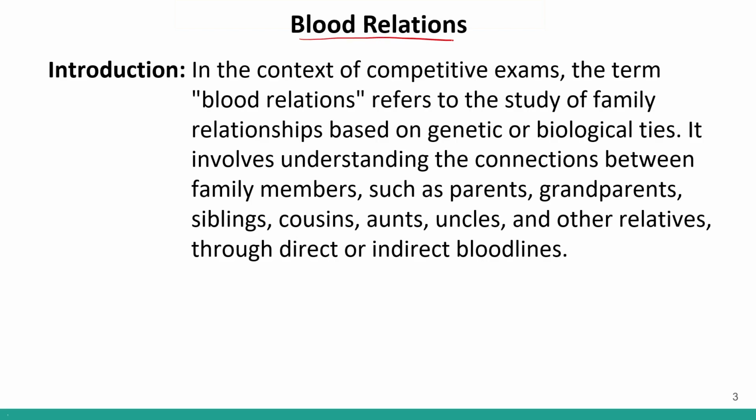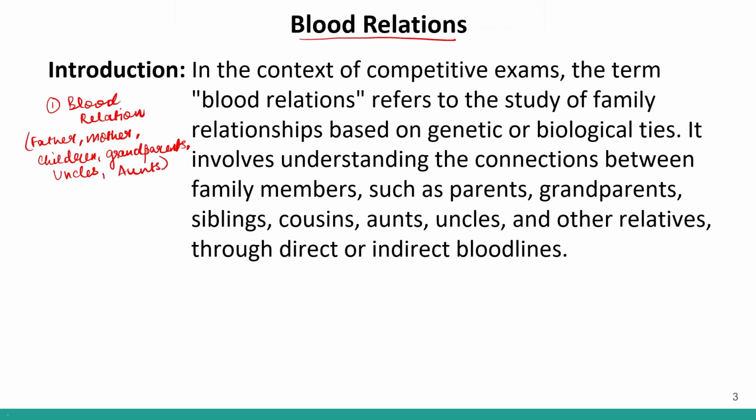In your chapter blood relations, from a competitive exams point of view, you get two types of relations. The first relation is your actual blood relation. What do you mean by blood relation? Basically, people to whom you are connected through blood. For example, your father, your mother, your children, your grandparents, even your uncles and aunts. All these are your blood relations. You are born in their family, basically. So you are actually related to them by blood because you're born in that family.